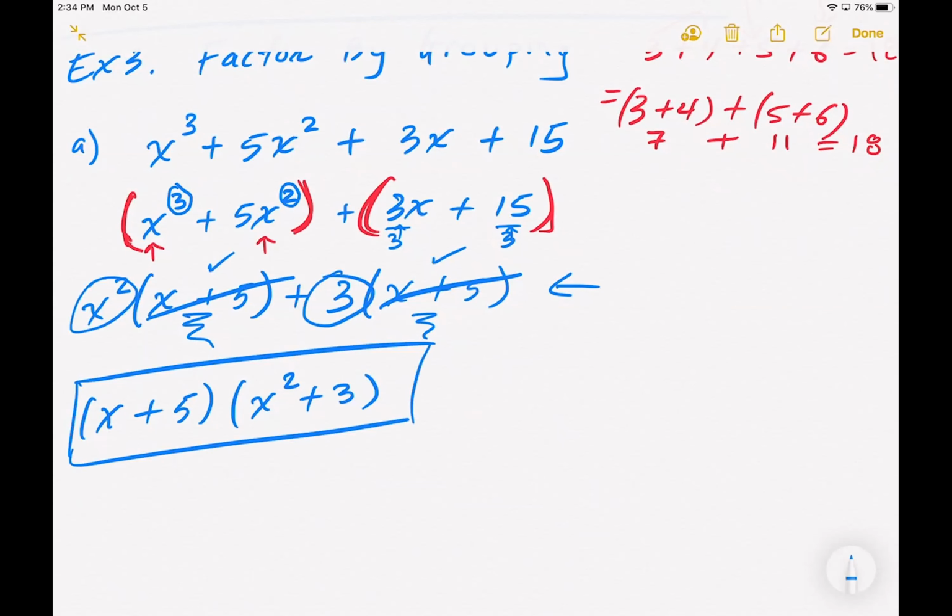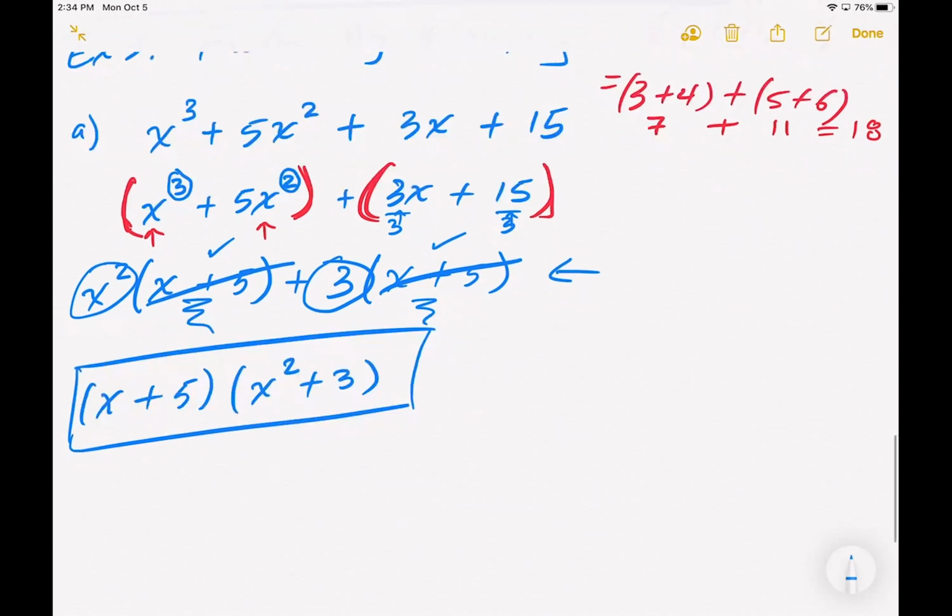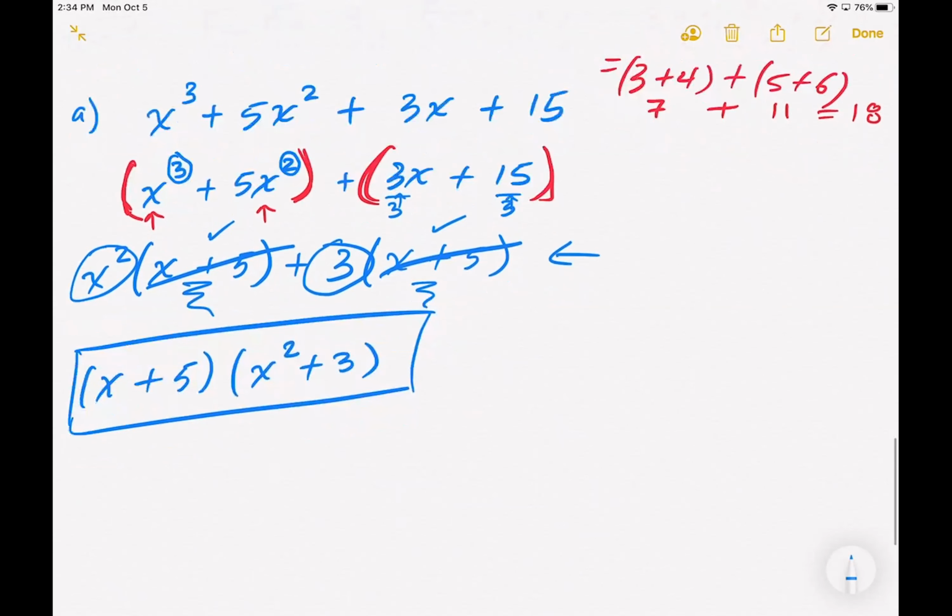If you put x squared plus 3 in front and x plus 5 in the back, it doesn't matter, you will get the same answer. Okay, so again, I know this is the first time you see it. Let's take a look at another one, and then I will take your questions. Let's take a look at B.